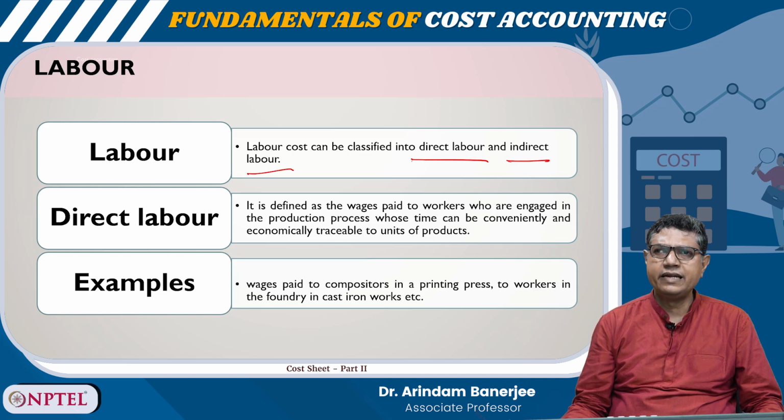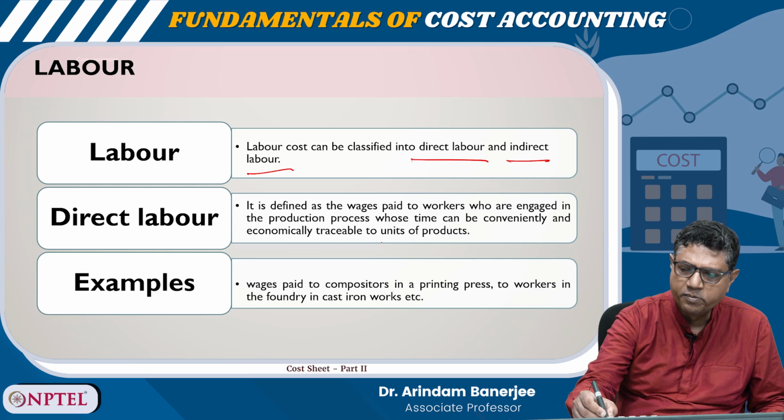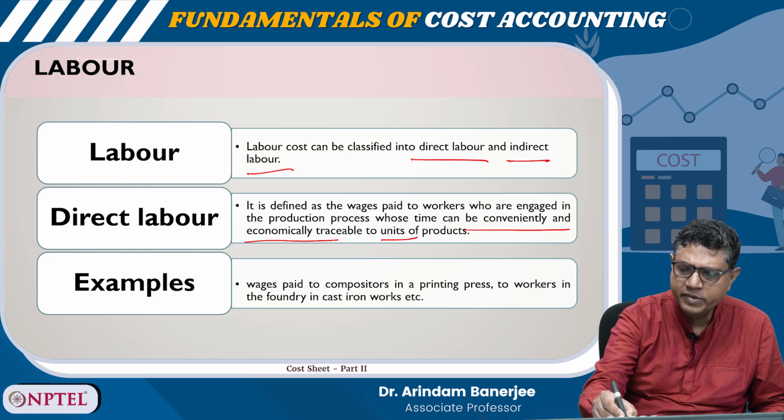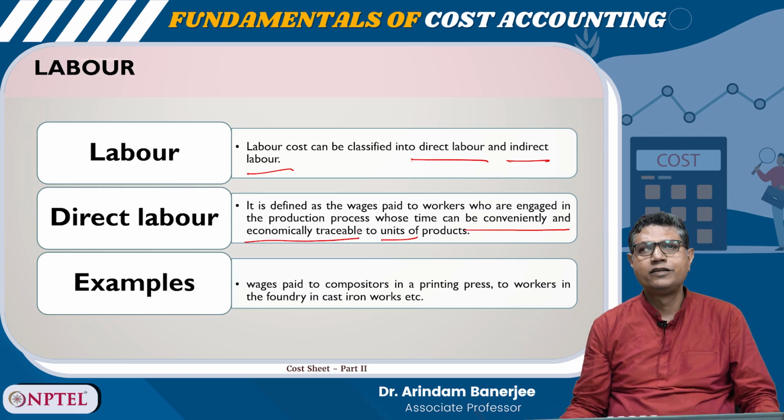We can define direct labor as the wages paid to workers who are engaged in the production process, whose time can be conveniently and economically traceable to units of products. Here it is important that it can be conveniently and economically traceable to the units of products.